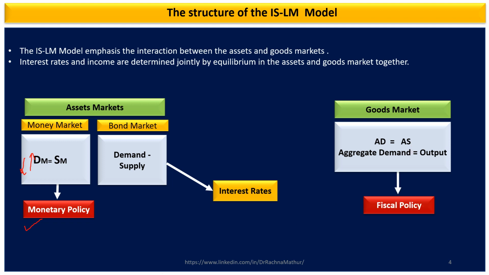Fiscal policy controls the goods market. Because fiscal policy is given by the government, if the government decides to take expansionary fiscal policy, it will cut down the rates and increase public expenditure. As a result, aggregate demand will increase. If the government decides to have contractionary fiscal policy, it will increase the tax and reduce the public expenditure. As a result, aggregate demand will fall. So this clearly shows that both the asset market and the goods market taken together play a very important role in deciding the national income and the equilibrium interest rate in the economy.